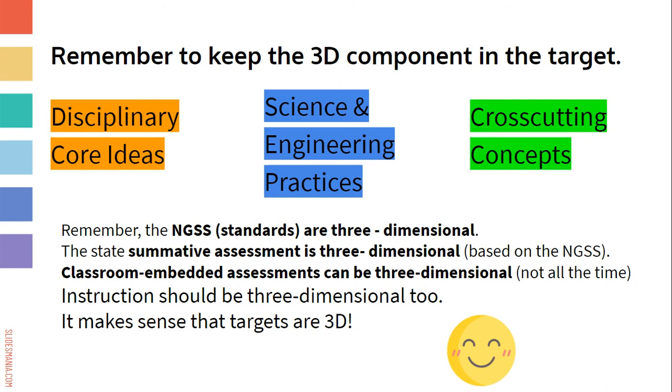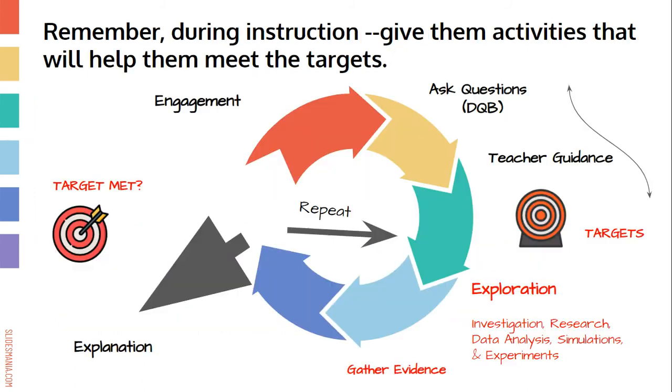Because remember, the standards are three-dimensional, the state summative assessment is three-dimensional. You even can include some classroom embedded three-dimensional assessments in your class. So your instruction should be three-dimensional too, and your targets should align with that as well and be 3D. So keep that in mind. And also remember, here's our chart. Remember that during instruction, you give students activities that are going to help them meet the targets. Activities there in the exploration part that will help them meet targets to answer the questions that they've asked, so that they can explain answers to those questions.